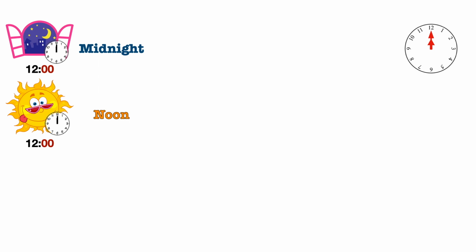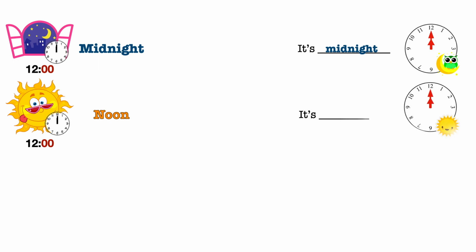Now try yourself. Look at the clock. What time is it? Look, we have a moon and an owl. So is it day or night? It's night. So it's midnight. Good. And what about the second one? We have the sun shining. What time is it? It's noon. Okay, a very important note. When we speak about midnight and noon, we don't use the word o'clock. So we say it's midnight and it's noon. Full stop. Nothing else.